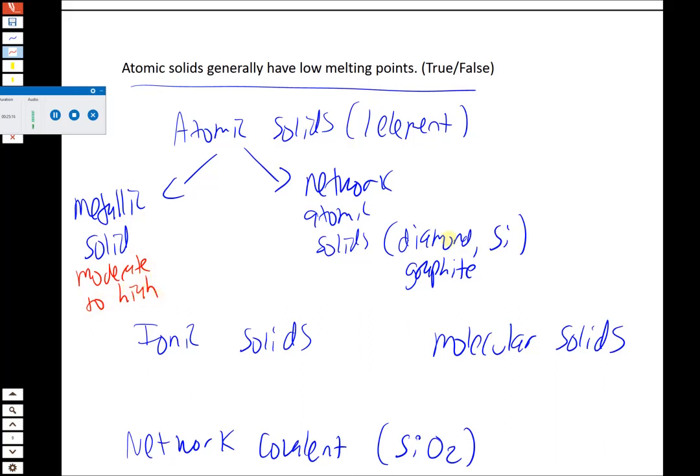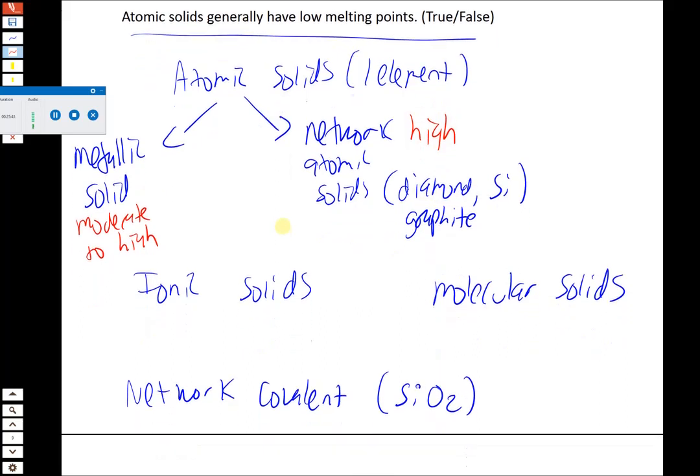Network atomic solids, because they have covalent bonding in all three directions, even though they're made up of nonmetals, have this three-dimensional extended arrangement of covalent bonds, so they're held together very tightly. In graphite in 2 dimensions, and diamond and silicon in all 3 dimensions. So these are also going to have relatively high melting points. Most nonmetals don't have high melting points, but the network atomic solids do, because they have, again, that bonding in all directions. They're not made up of molecules anymore.